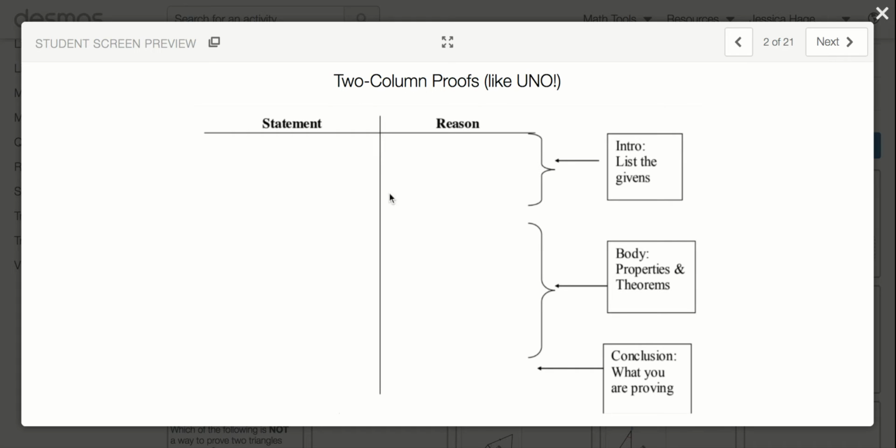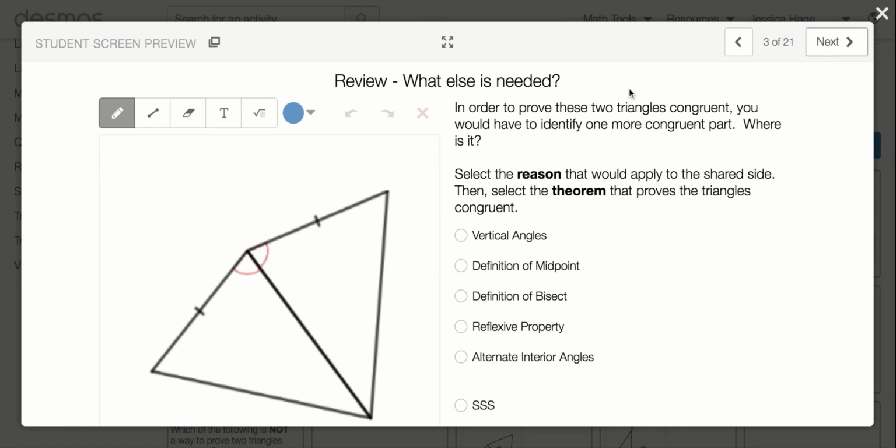We did say that two-column proofs are like when we played Uno. What card are you going to play and why are you going to play it? And then you build up to a conclusion. In this case, we're proving triangles are congruent. This is a review question.